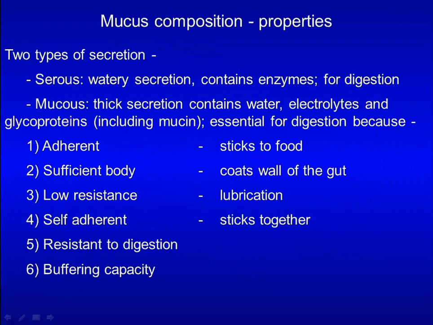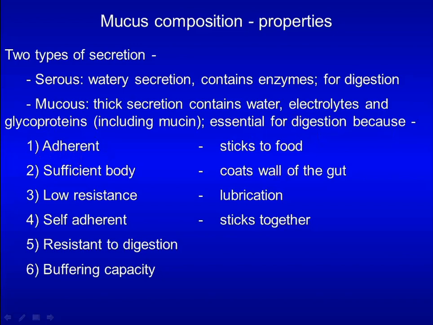Serous secretion is a watery secretion that contains enzymes. They are directly involved in digestion. Mucus secretion contains water, electrolytes, and glycoproteins, including mucin. It is also essential for digestion because mucus is adherent. It sticks to food.